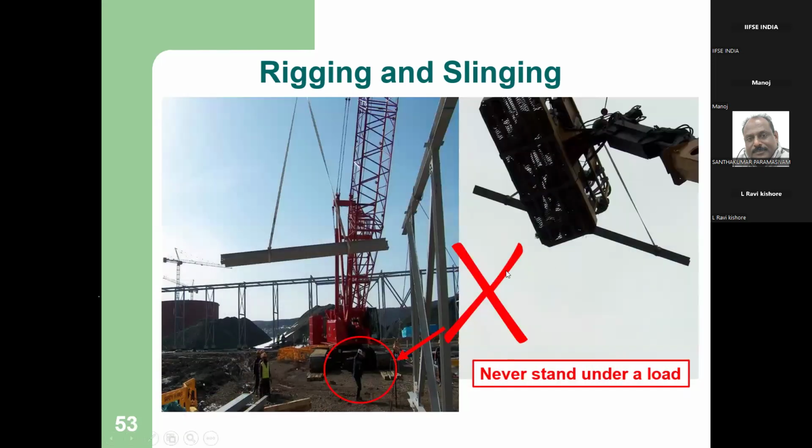Okay. Now, can anyone tell me what is the problem with both the pictures?